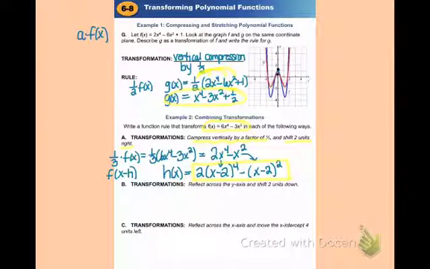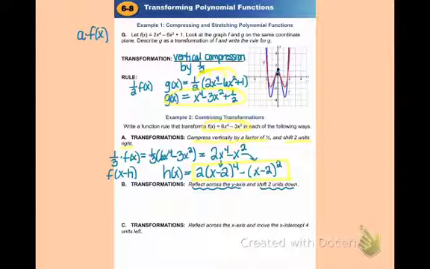So this time we want to take that same function and reflect, so again we're going back to the original, 6x to the 4th minus 3x squared. And we want to reflect it across the y-axis. And then we're going to shift it 2 units down. So the first part, reflect across the y-axis. This is what the rule is going to look like.